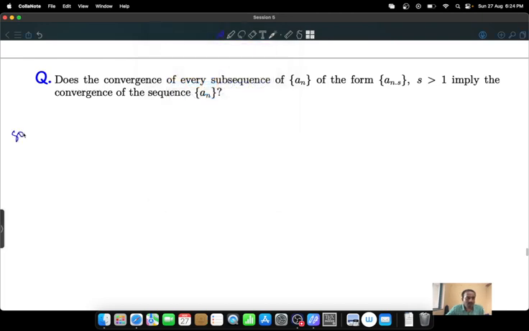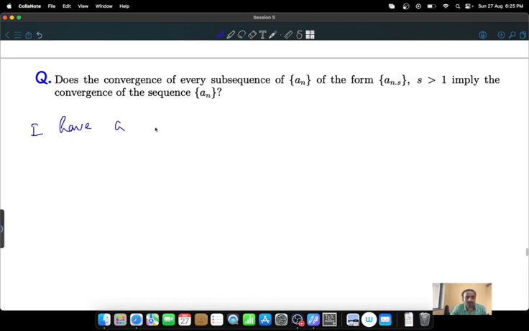These are the problems which I was asked during my admission in PhD, and in fact in MSc times also. So what does the question say? I need to show or conclude whether a sequence is convergent if certain things happen. What is given is the convergence of every subsequence a_n. Let me first clear the question.